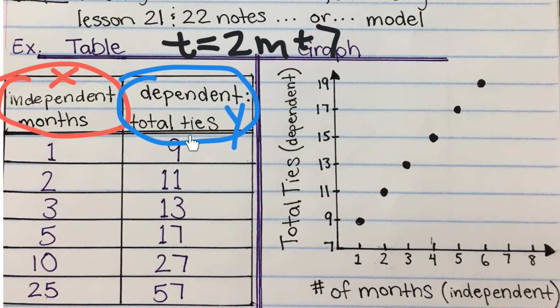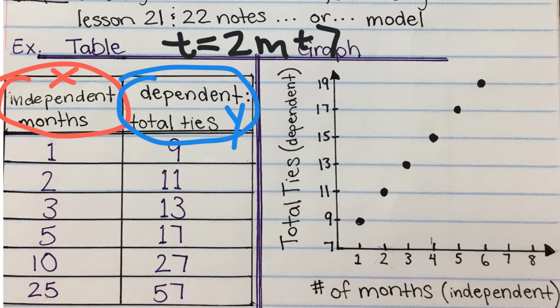The second column, or the dependent variable, becomes our y-axis. It's labeled here on our vertical axis. The total number of ties is the dependent variable. So we're taking all the data from the second column and placing it along our y-axis. Now, once we've got our axes labeled, y-axis being total number of ties, the dependent variable, x-axis being the number of months, independent variable, the real challenge is figuring out what you're going to count by moving along each axis.